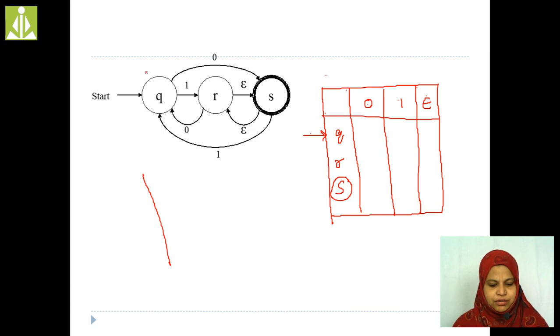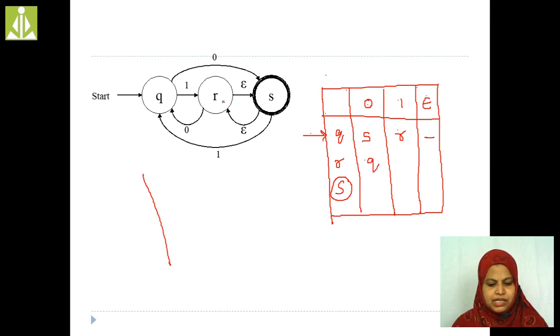Q on 0, S. Q on 1, R. Q on epsilon: is there any epsilon transition for this Q? No, so empty dash. R on 0, Q.